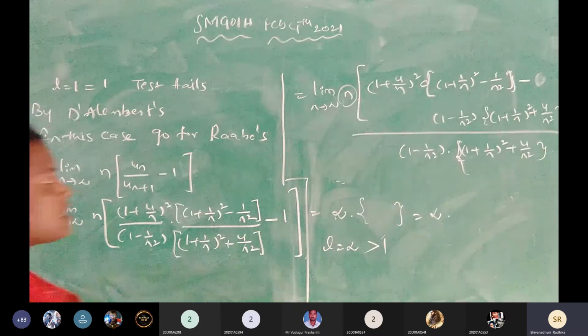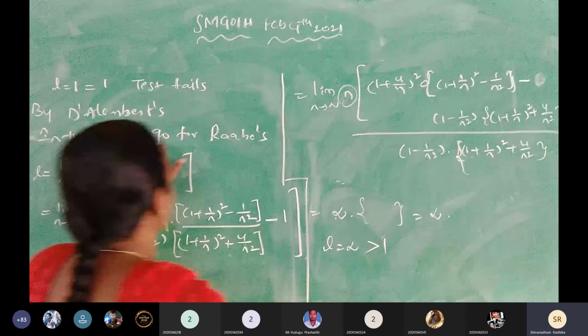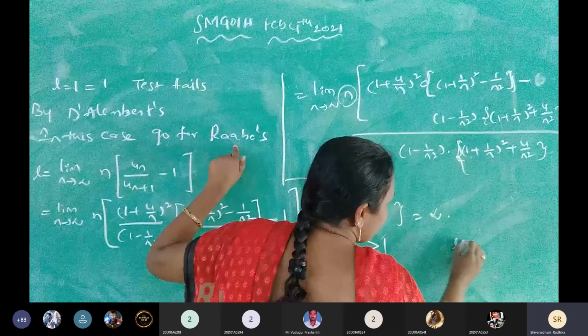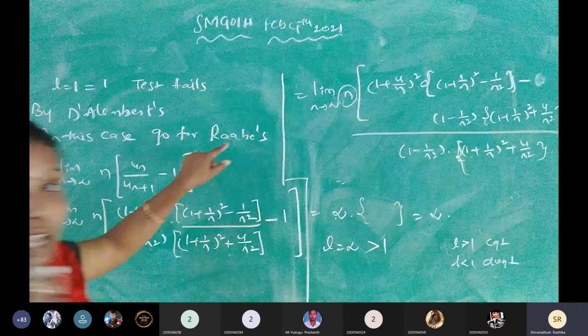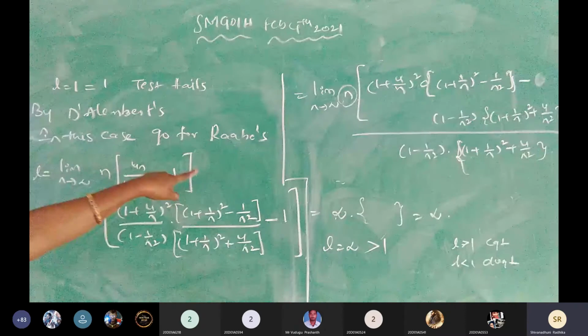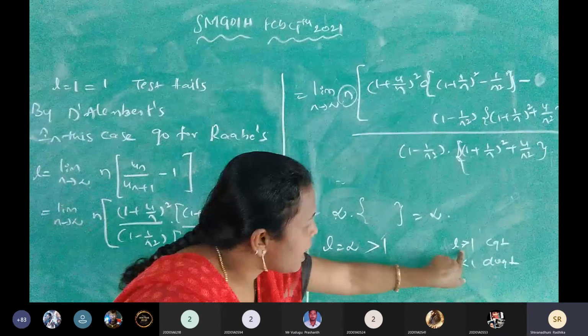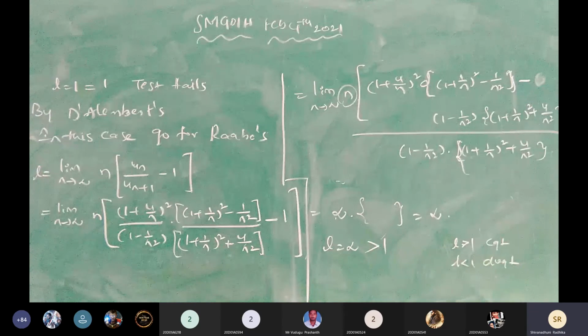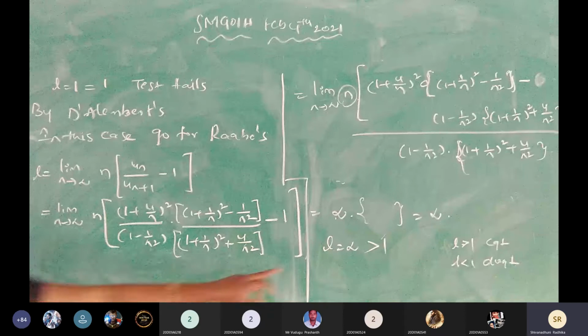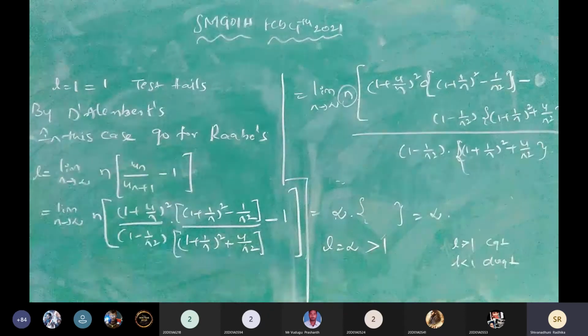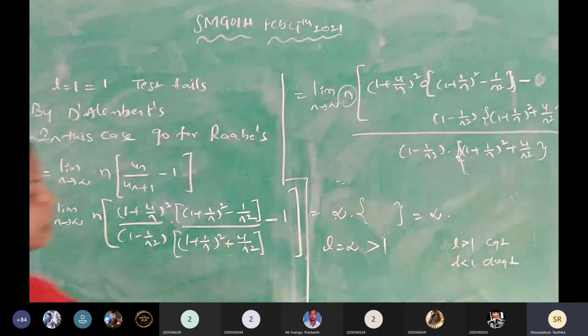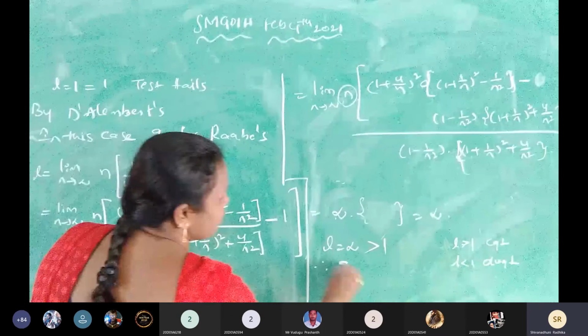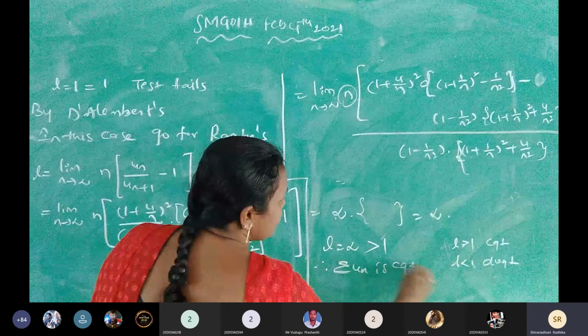What is Raabe's test? We are going to apply Raabe's. So if L is greater than 1, convergent. If L is less than 1, divergent. Now I am asking about the basic definition. What is Raabe's test here? The L value is greater than 1. Greater than 1 means either 10 or 100 or 1000 or any infinite value. So those are all bigger values compared with 1. Now that is what here? Convergent. Therefore summation un is convergent by Raabe's test.